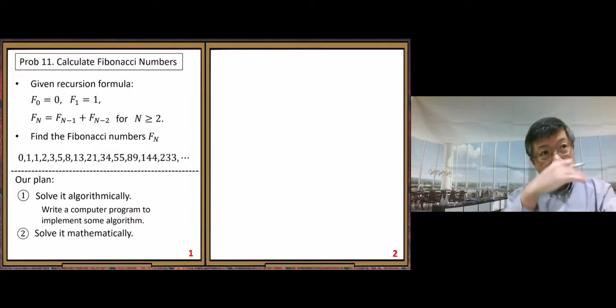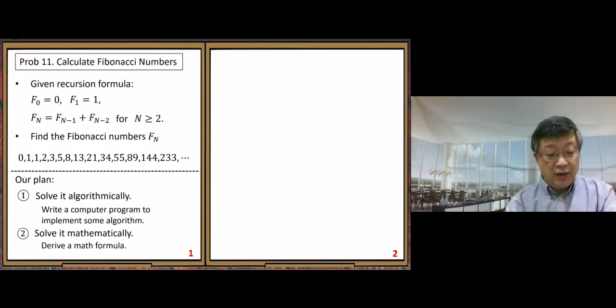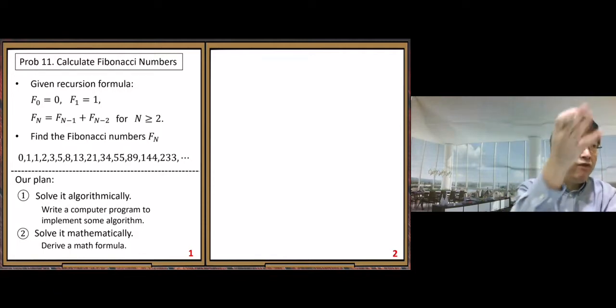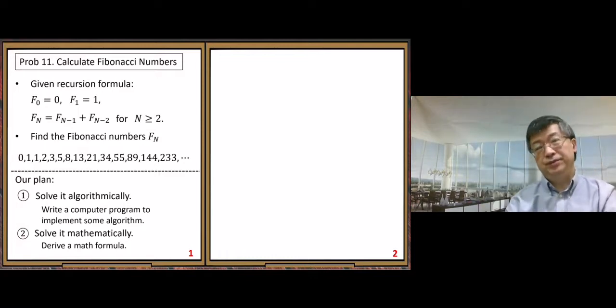Second method, solve it mathematically. Derive a math formula. If we have a math formula, then we do not need any algorithm, right? We just apply the math formula to find the Fibonacci number directly. So let's proceed based on this plan.